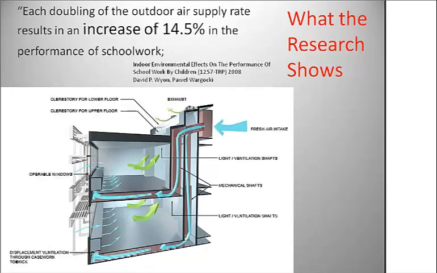And ASHRAE, which is the American Society of Heating, Refrigeration, and Air Conditioning Engineers, commissioned this study to try to see what effect the difference in outdoor air supply had on performance. And they found a 14.5% effect on performance every time you doubled the amount of outside air.